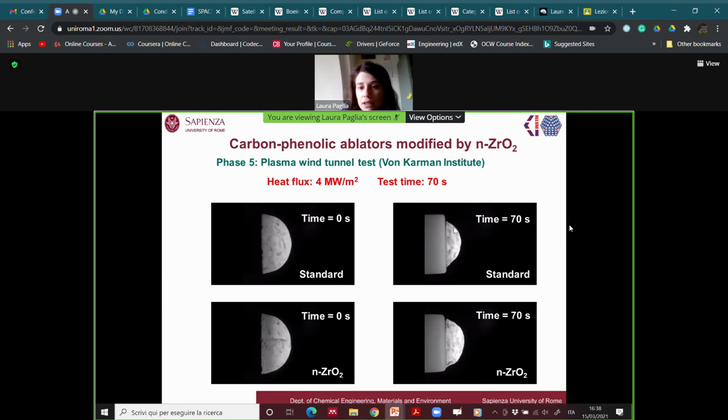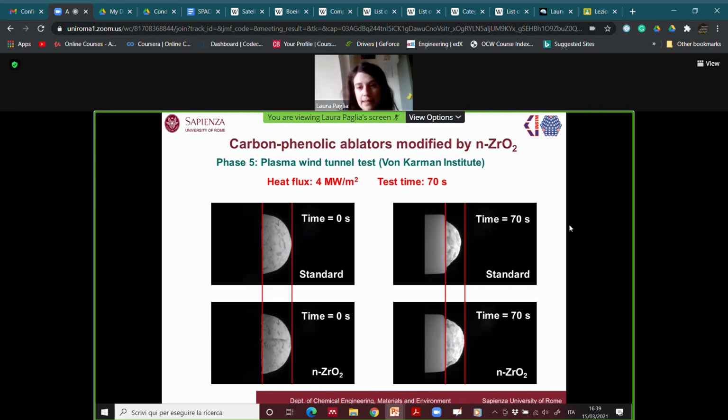Then at the end of the 70 seconds of exposition to 4 megawatt per square meter, we have these two different photographs. When we tested the standard material, we obtained this shape at the end, so an intense consumption of the material. Okay, the erosion was high.